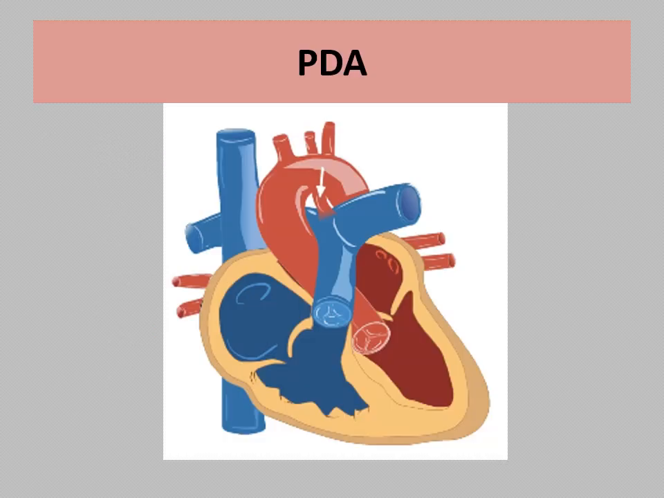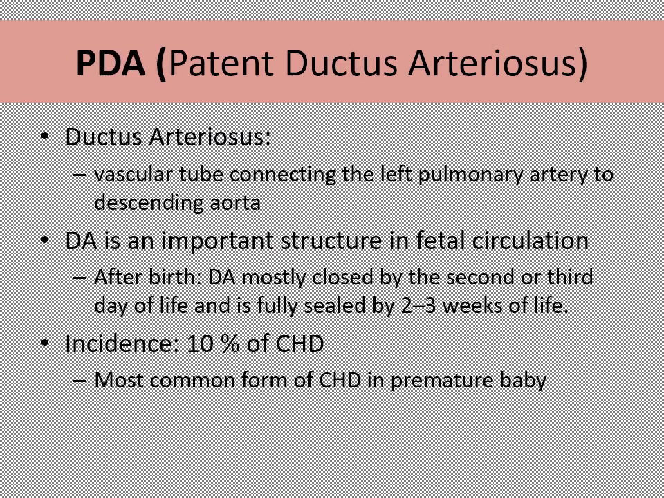So another congenital heart disease is called PDA, which stands for patent ductus arteriosus. Which you can see here is called the ductus arteriosus. So let's learn a little bit about it. What is the structure's importance? What is the function of the ductus arteriosus? It's a vascular tube connecting the left pulmonary artery to the descending aorta. It's a very important structure in fetal circulation.